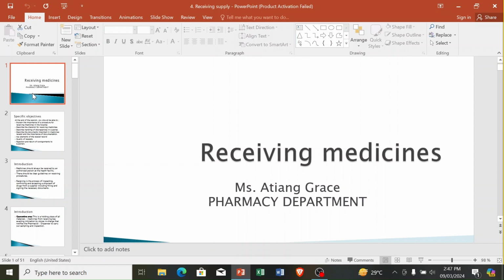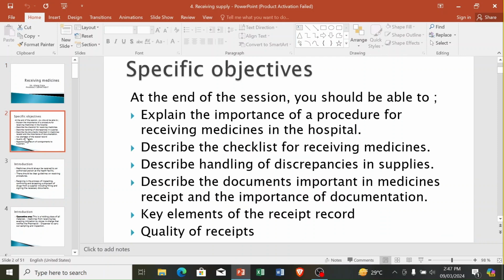While receiving medicines, there are things that we have to keep in mind. So today's session will take us through the different objectives, and we see that we need to know the importance of the procedure of receiving medicines in the facility or in the hospital.